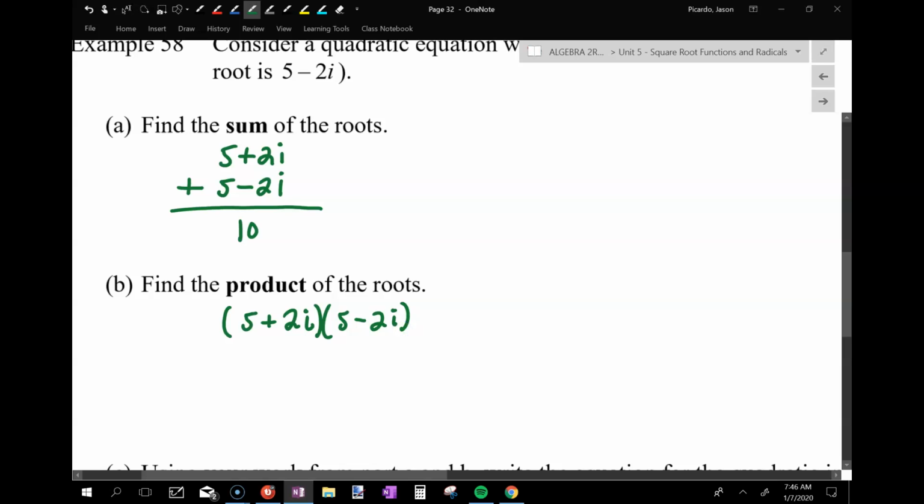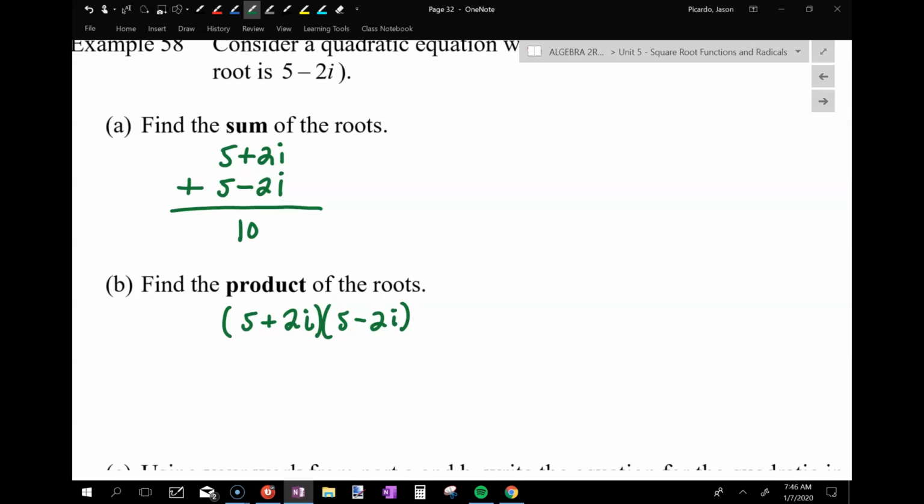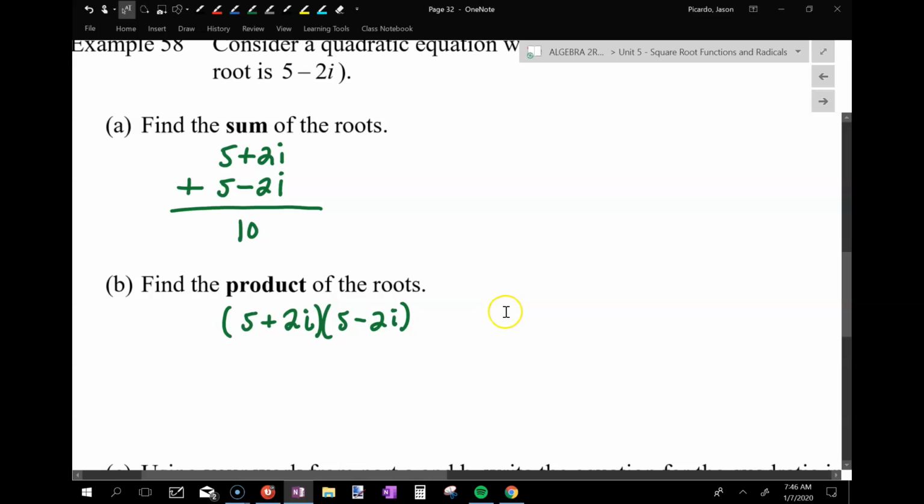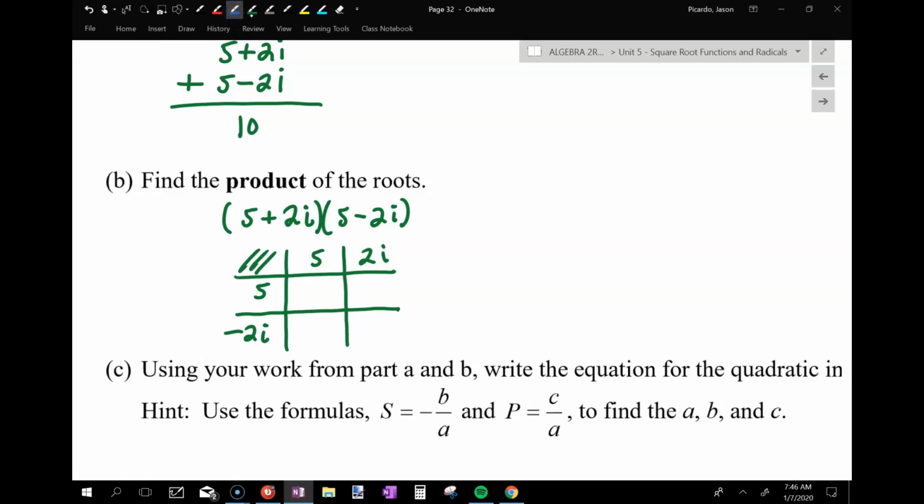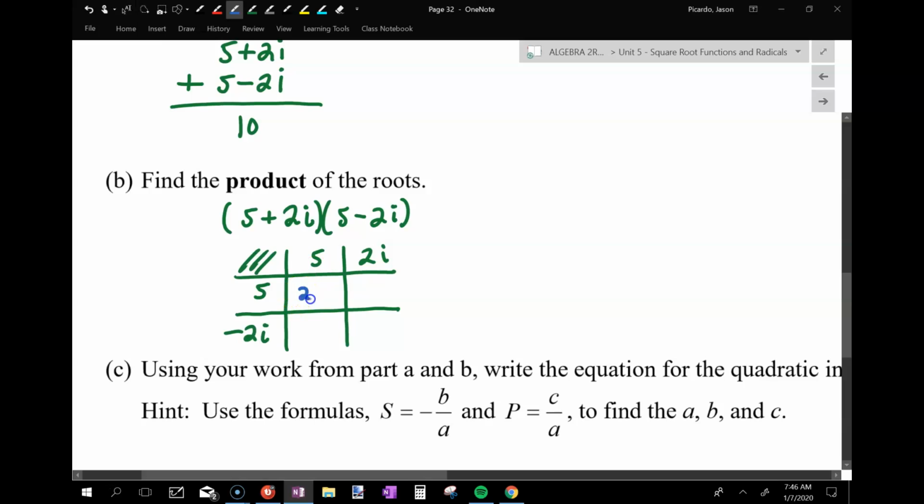And you should be like, oh, I'm glad you're doing this, Picardo, because I remember doing this before break. How did we do these before break? If I want to multiply these two things together, what am I going to set up? Tic-tac-toe, absolutely. Or foil, right? Top left box, 5 times 5. 5 times 2i. 5 times negative 2i.